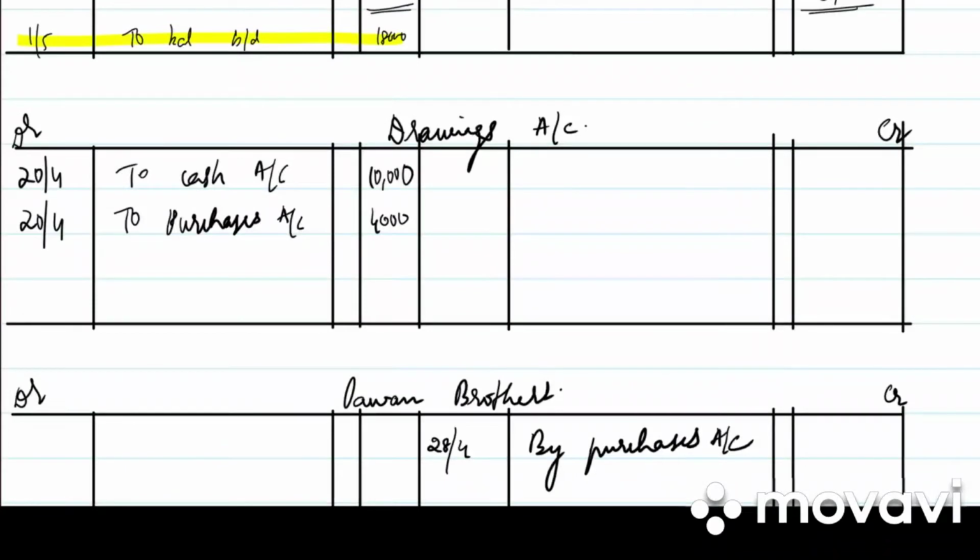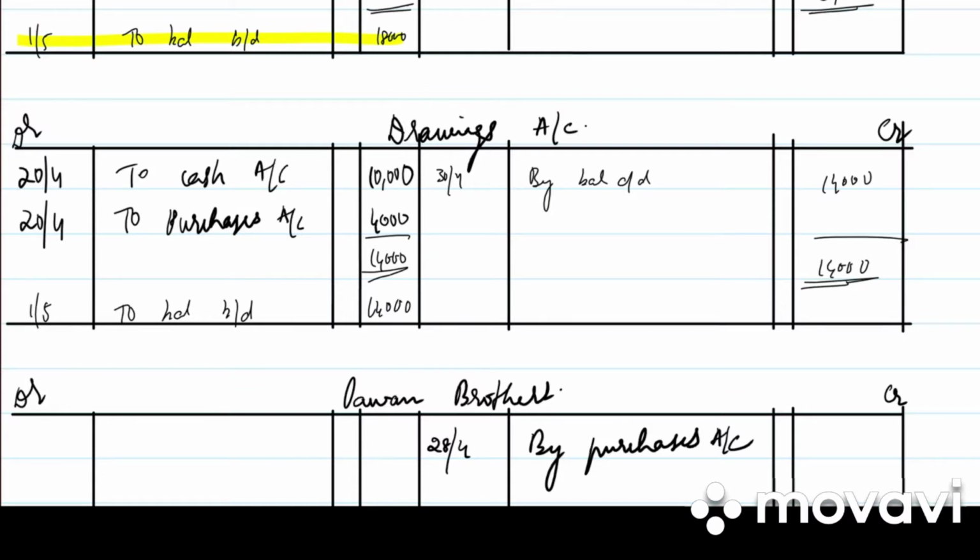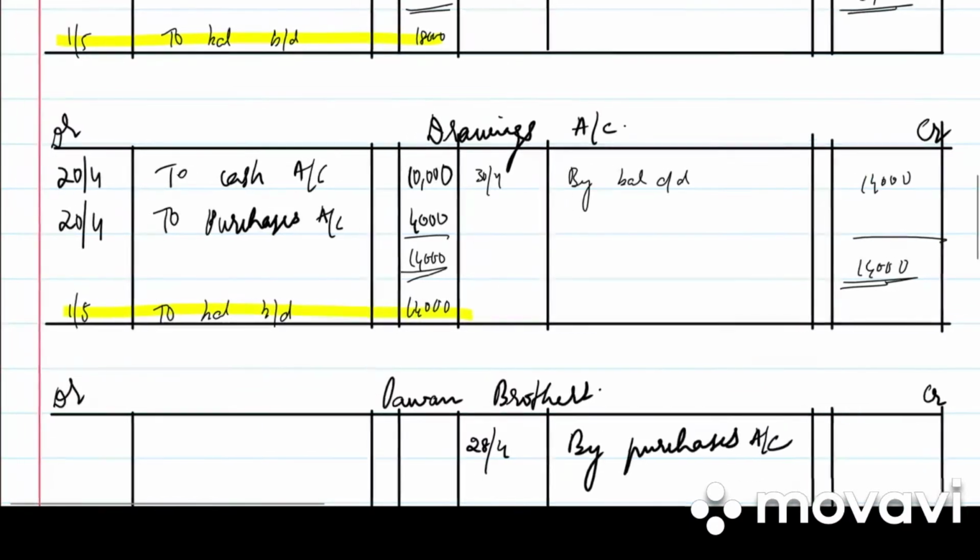Then we have the drawings account. What's the total? 14,000. 30th April by balance carried down 14,000. 1st May to balance brought down 14,000. It shows a debit balance.